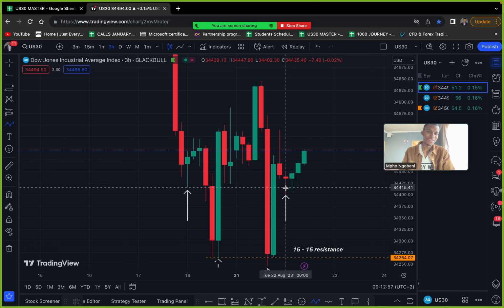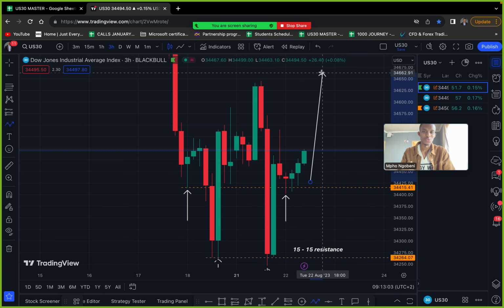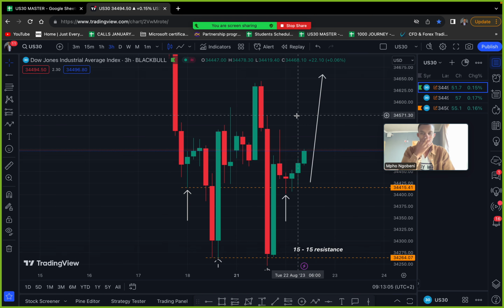I'm sorry to those who were in my group, I didn't send this signal, but we're still in these buys, as you know. So we can just keep on holding. But yeah, going to a lower time frame, we will get a proper confirmation.